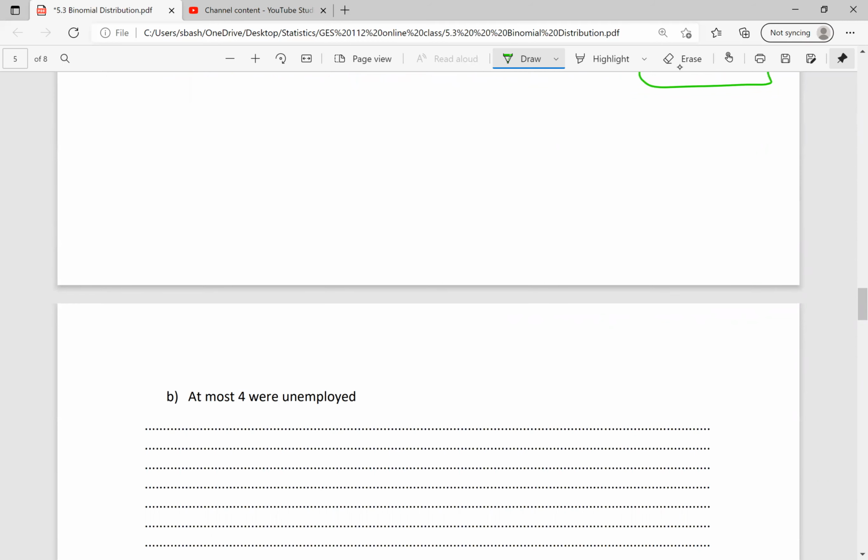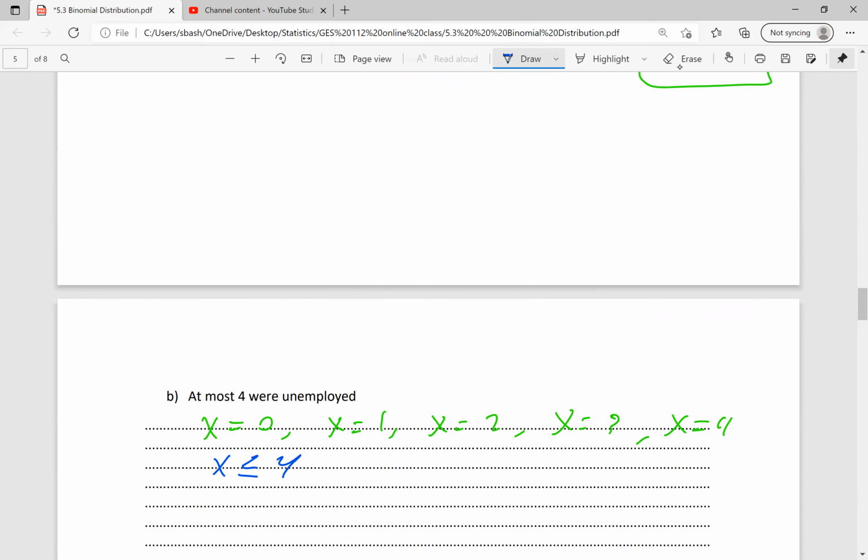At most means x can be 0, or x equal to 1, x equal to 2, x equal to 3, and x equal to 4. This is the meaning of the at most. So x will be less than or equal to 4. This is the meaning of at most.